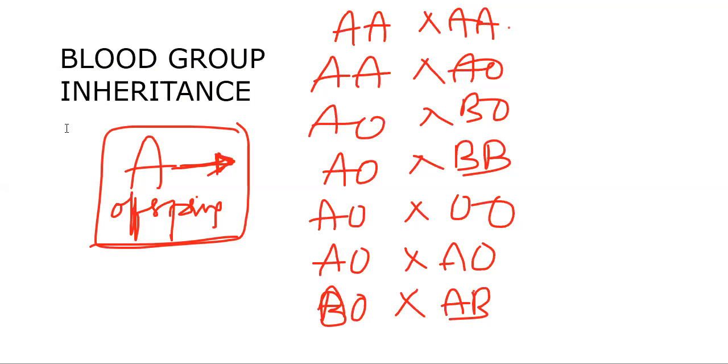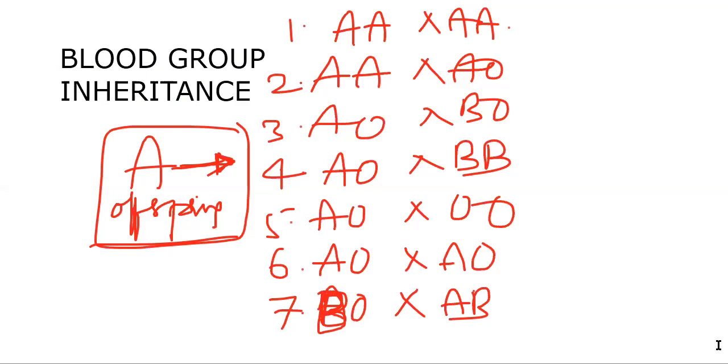Just say the number. Numbers I am giving, so many are there. The seventh one does not produce. Are you sure? Seventh one. BO and AB. This is BO and AB. So you are saying it won't produce. Okay, let me check. Let me check how you did the practice.